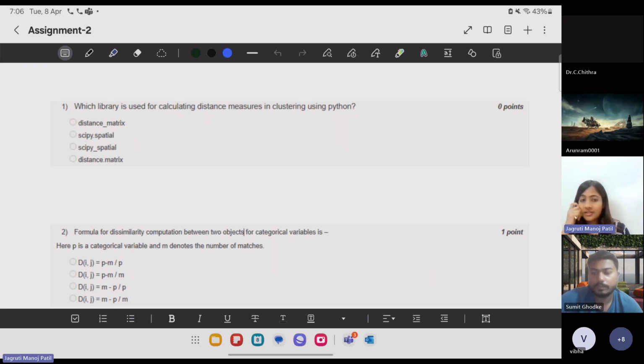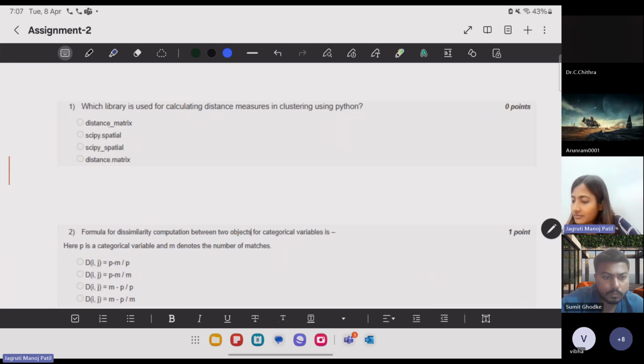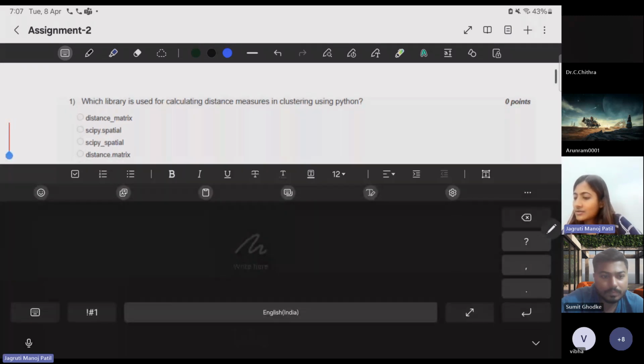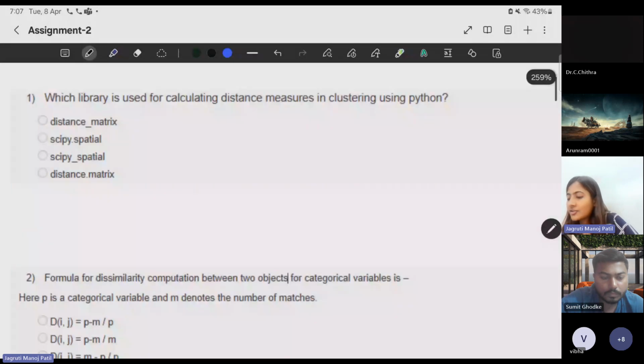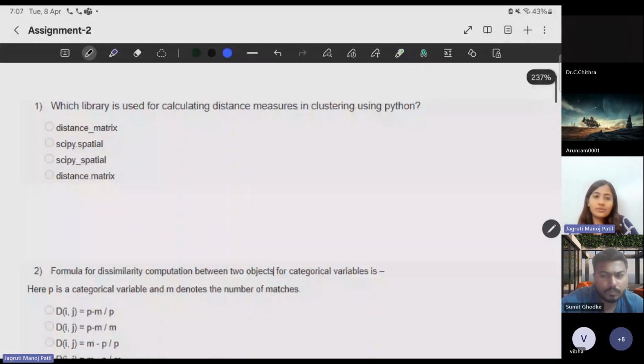Okay, so first question. Which library is used to compute distances measuring and clustering using Python? We just saw the distance to compute a distance matrix. So which particular library do we use to compute the distance? It's directly in the words. But there is a difference between a dot and an underscore. So which library will you use?